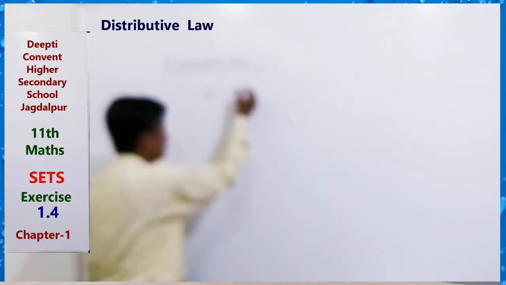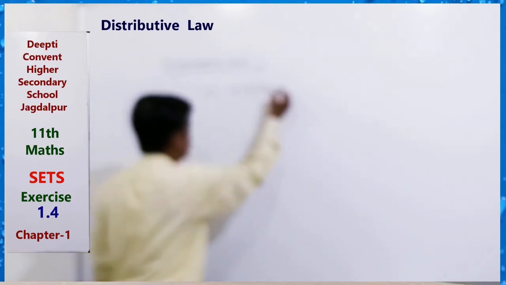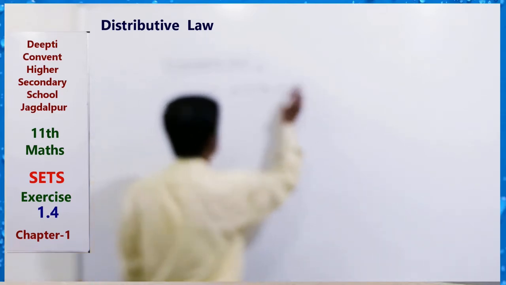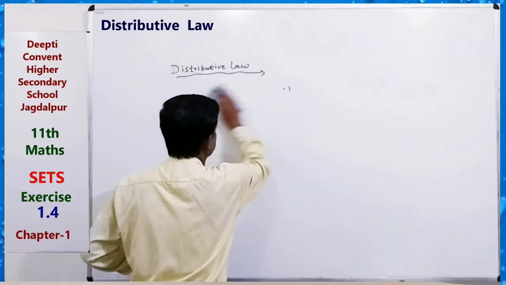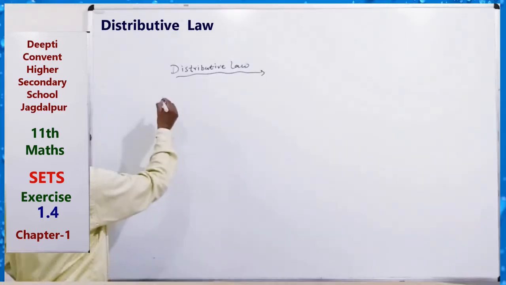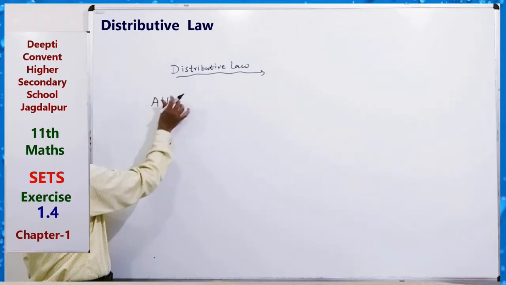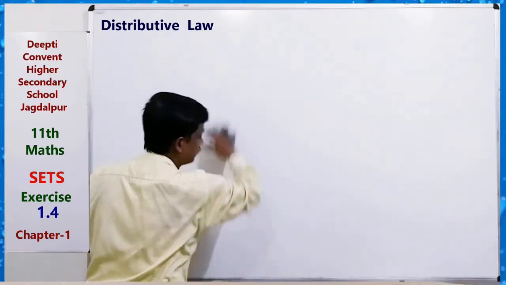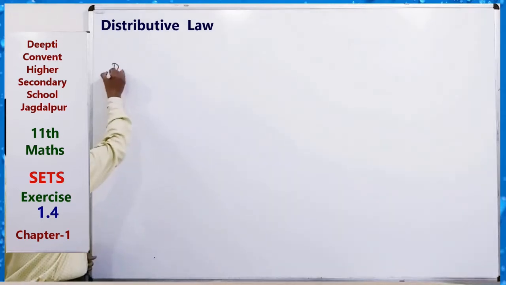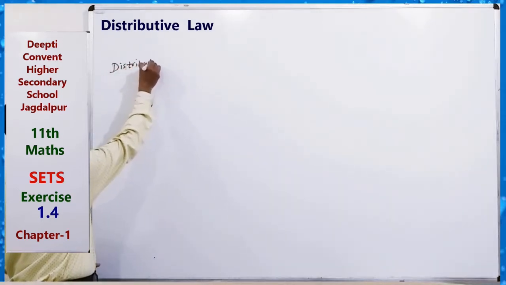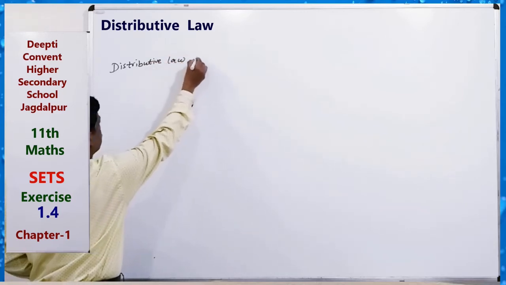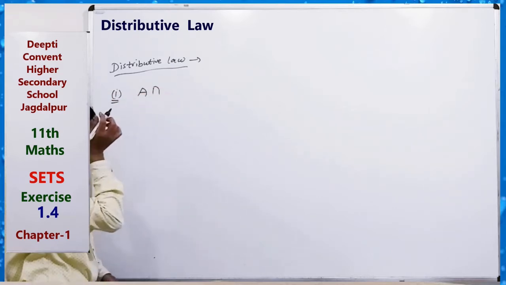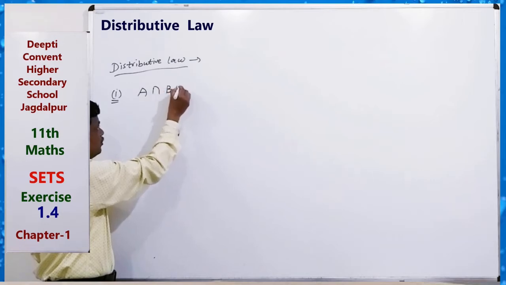The distributive law. First law is A intersection B union C equals A intersection B union C.